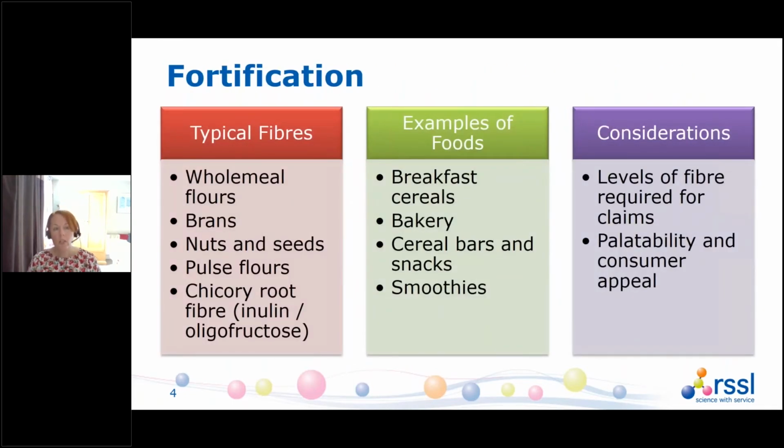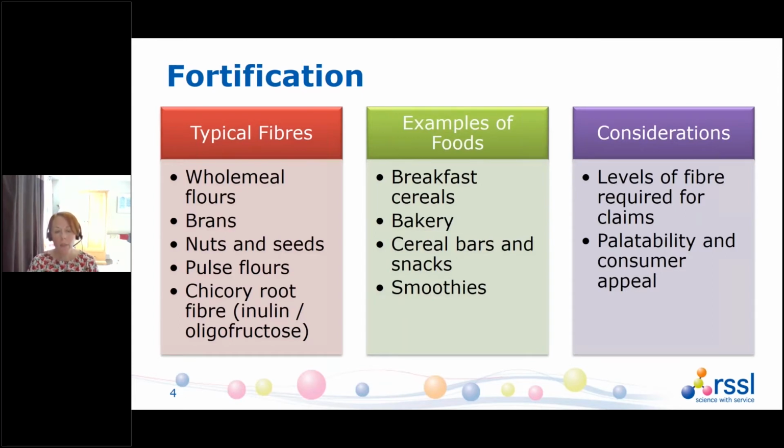Starting with fortification, this is usually done to boost the fibre content of a food product. It's well known that many people don't have enough dietary fibre in their diets, and therefore by eating fortified products, it gives them a way to boost that fibre intake. So products such as breakfast cereals and bakery are well established in this area, but we're also seeing more on-the-go products such as cereal bars, snacks, and smoothies now being launched with fibre contents.